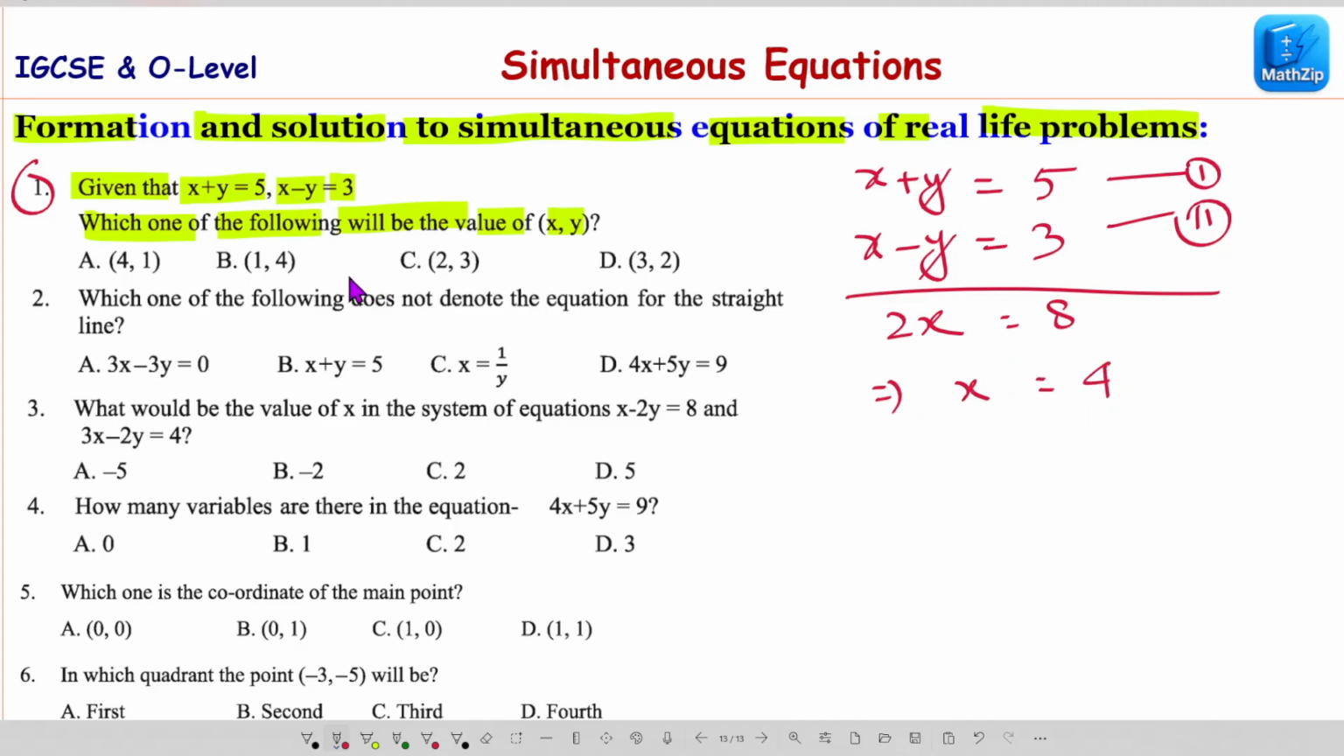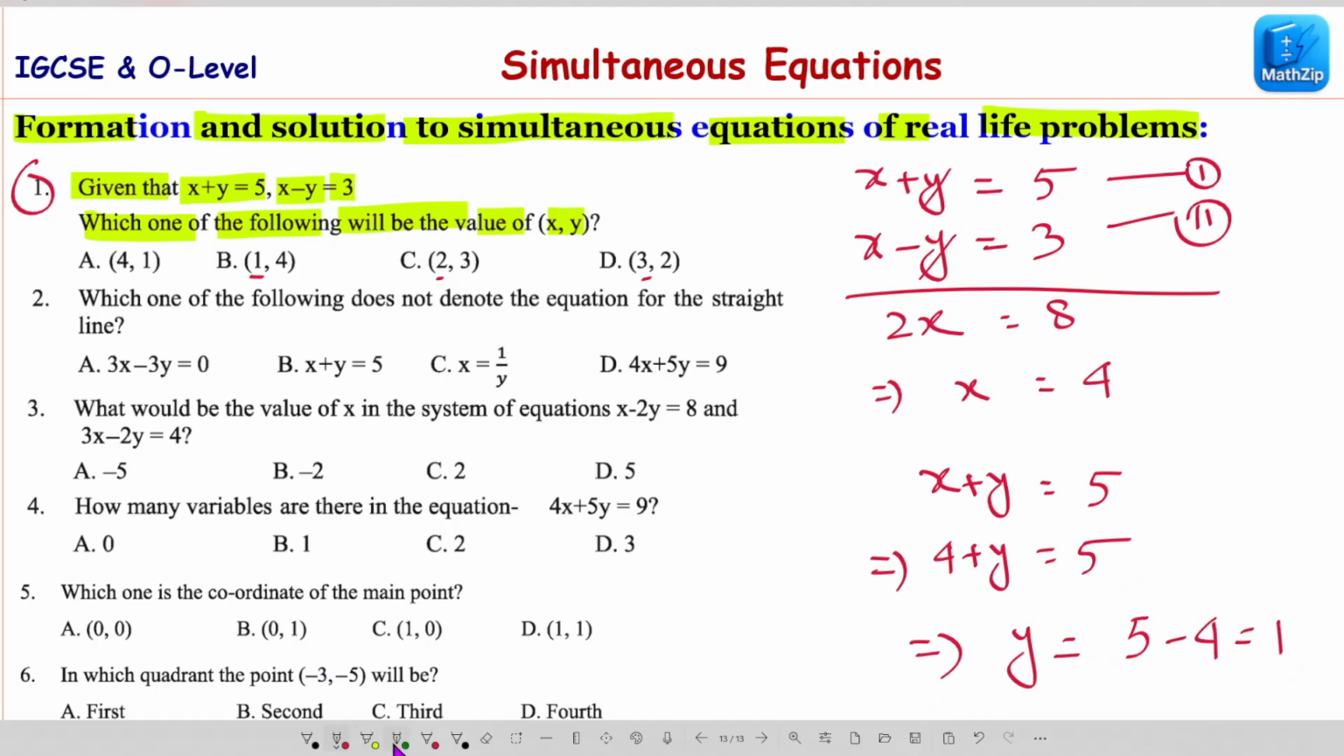Okay, so normally there is only one option with 4 in x, another one is 1, 2, 3. So by common sense the answer will be 4 and 1. Let's check. Here x plus y equals 5, this is equation 1. Now we put x equals 4 in equation 1. So 4 plus y equals 5. So y equals what? 5 minus 4, it means 1. So our answer is what? Answer is number A, which is 4 and 1.